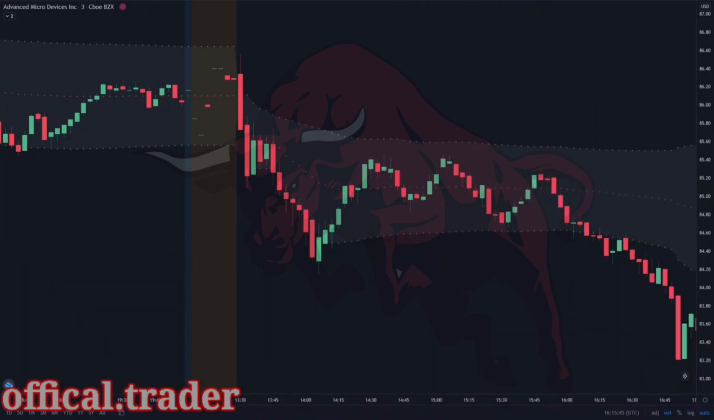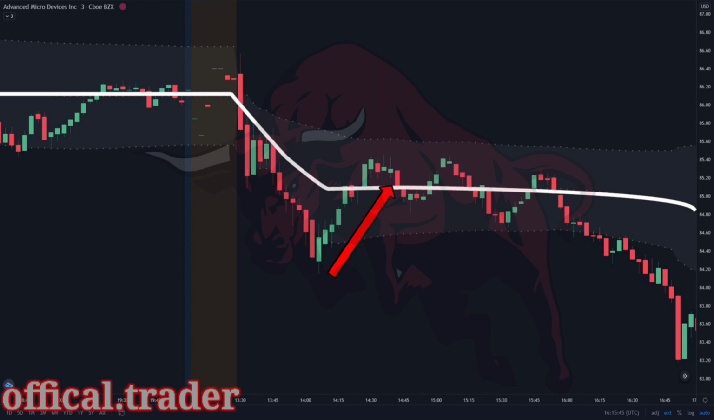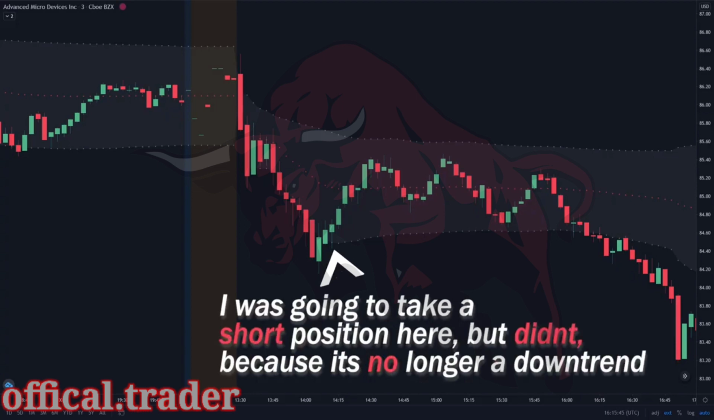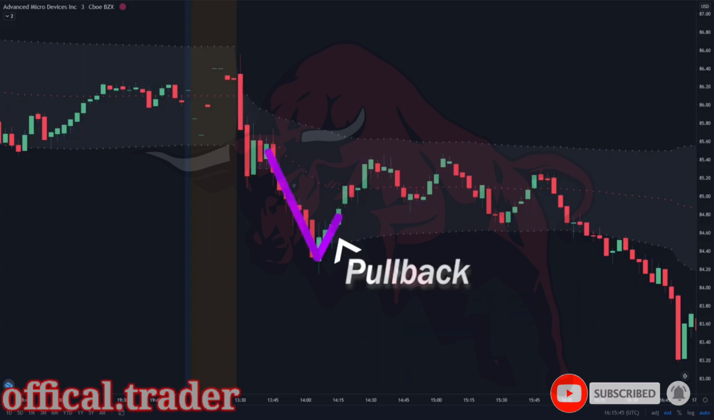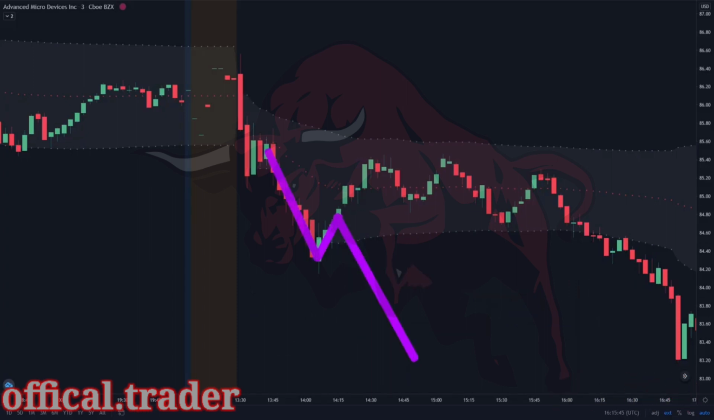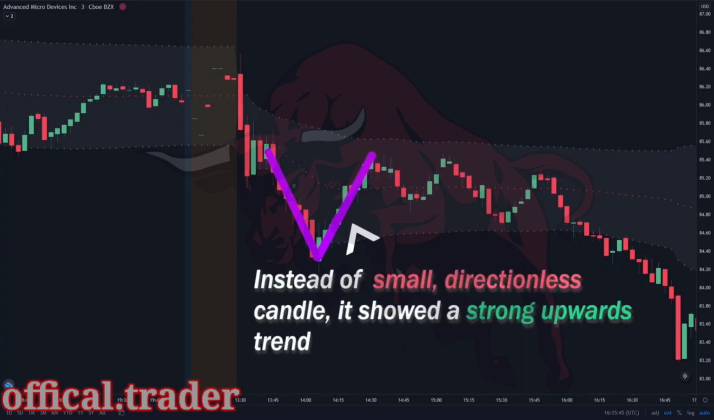Well, let's look closer. You can see that the price actually reverses and forms a clean uptrend towards the middle line. Notice that it broke past resistance from a clean upwards run. This is what made me cancel my short position because it's a clear trend reversal. The trend has clearly changed. If these candles here were small directionless candles, I might consider a short position because it's going to act as a mini pullback before heading to lower lows. But instead, it actually gives a clean upwards movement towards new highs.